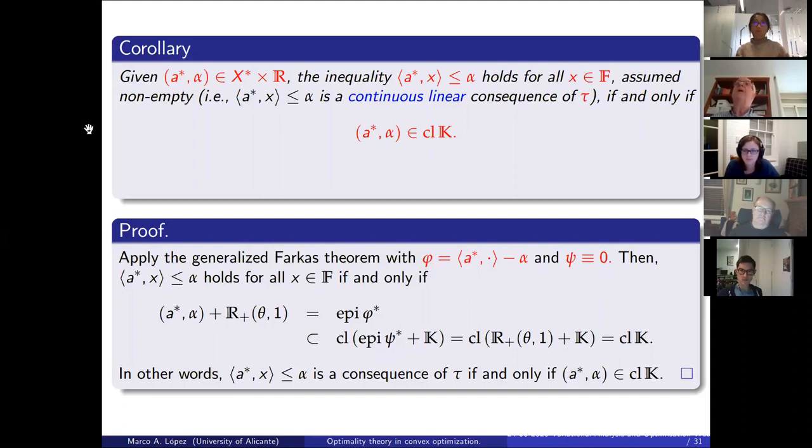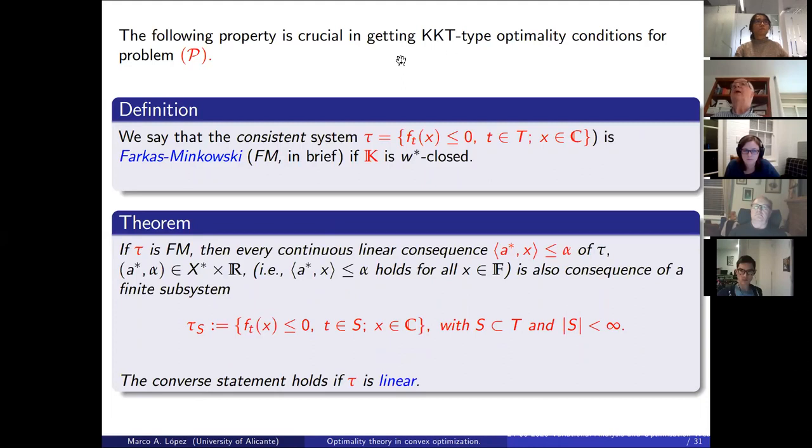The following property is crucial in getting optimality conditions for problem P. This is the Farkas-Minkowski property. We say that a consistent system of constraints is Farkas-Minkowski if the characteristic cone is weak star closed. It seems a kind of technical condition without any meaning, but it has a very clear meaning, providing insight into the property itself. And this is its characterization.